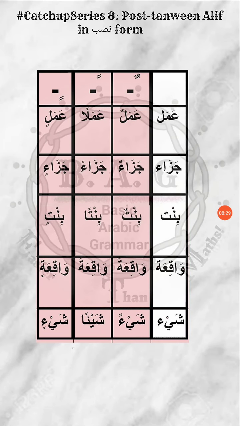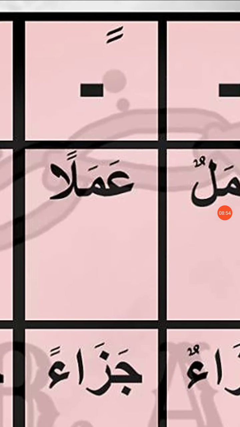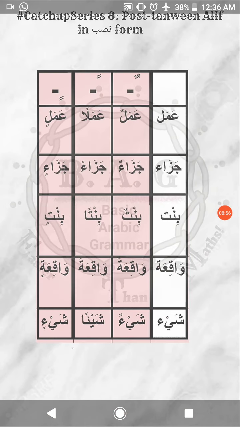So this was our lesson number 8 about the post-tanween alif and how you can make the rafa, nasab and jar forms in singular, or you could say in tanween forms. By now you should be able to make the rafa, nasab and jar forms, and you should also take care of this post-tanween alif thing, so that you don't get puzzled when you find words written this way in nasab form while you are reciting, inshallah.